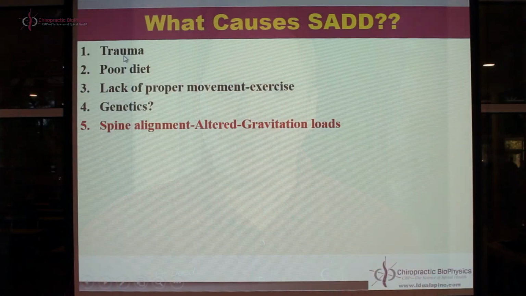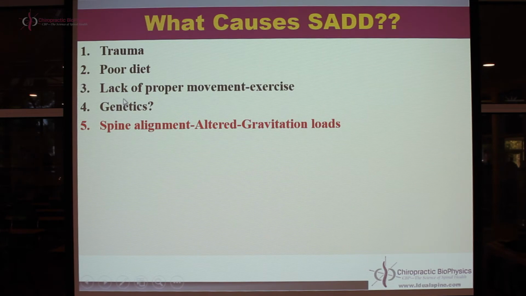Okay, so last week we reviewed the causes of spinal arthritis and disc disease, and just to reiterate: trauma, poor diet, lack of proper movement and exercise, genetics play a role, and then spine alignment and altered gravitational loads play a role in accelerating the rates and development of spinal arthritis and disc disease.